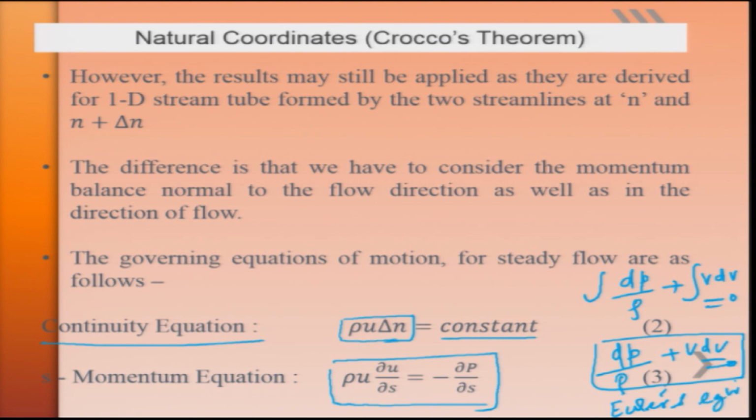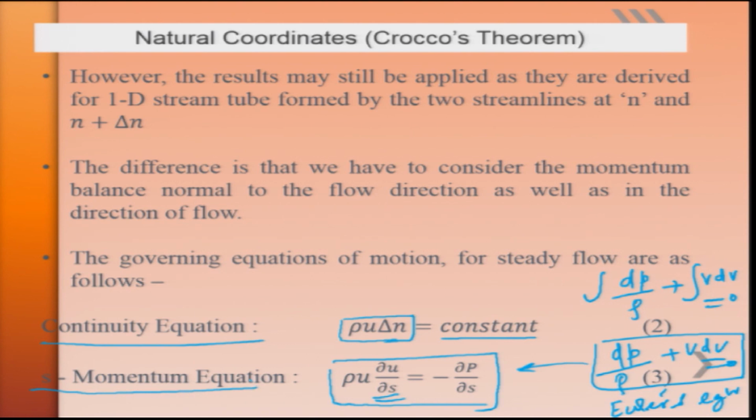In the natural coordinate system, if we take the derivative in terms of del s, then we can write down this equation: rho u del u by del s is equal to minus del p by del s. Note that this Euler equation is valid for a steady, inviscid, non-conducting, adiabatic flow. Now, this momentum equation is the S component of the momentum equation.